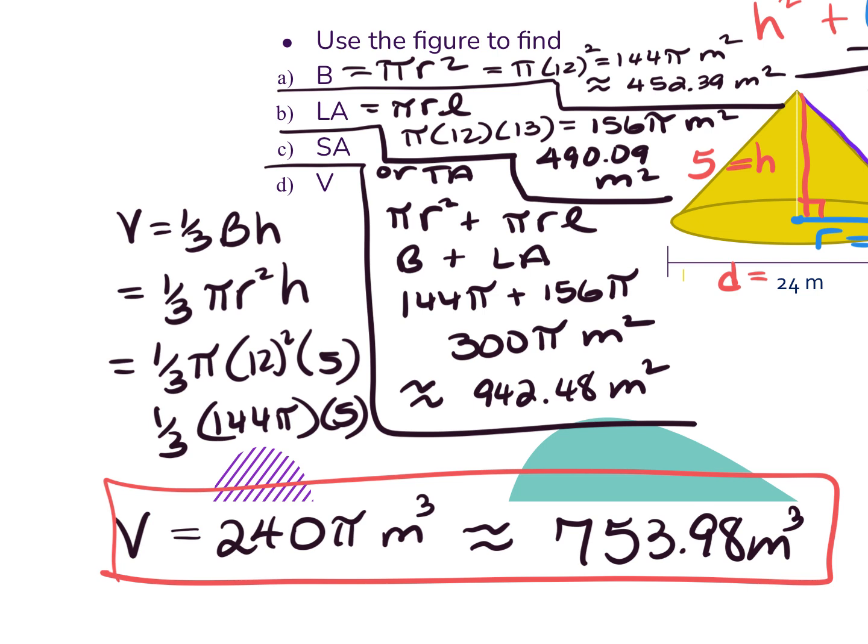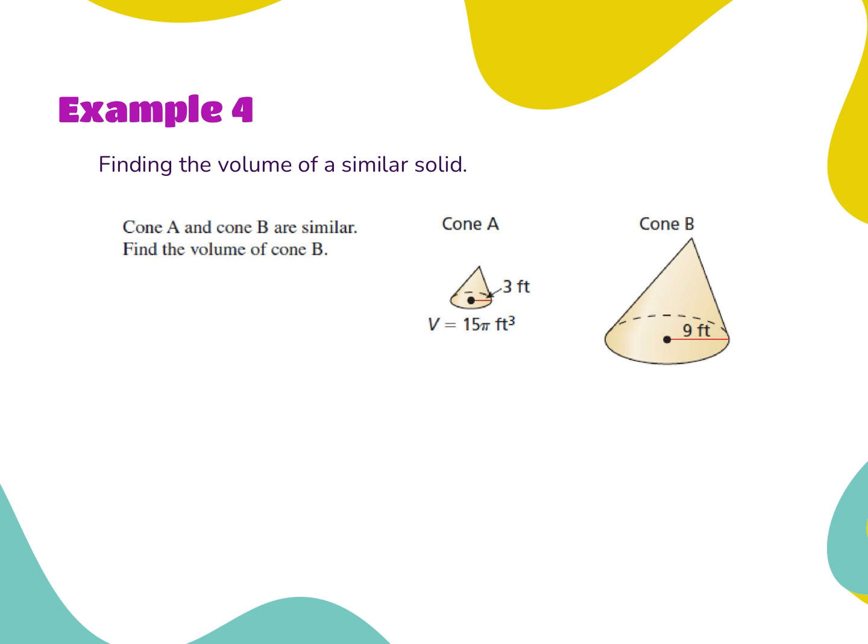Now, in some of the questions in the homework, you may have to work backwards and maybe find a height or a radius. So not only will you just work straight forward with the formulas, you'll also be able to work backwards. Okay, so for similar solids, remember, once we find the scale factor or the ratio of the corresponding linear unit, we're going to cube that and then put it into a proportion.